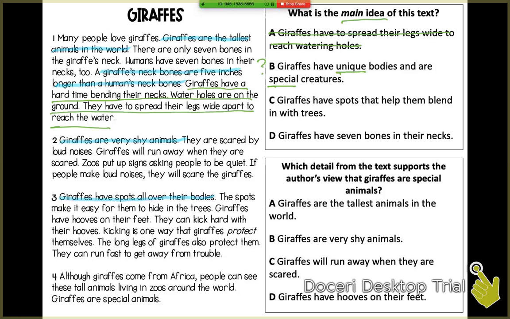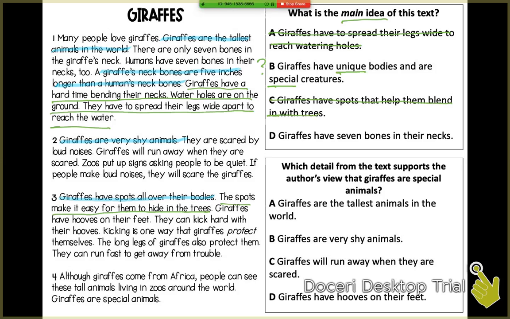Let's check C and D though to make sure they don't match the main idea even better. So C says giraffes have spots that help them blend in with trees. Absolutely, we read that here. It says that the spots make it easy for them to hide in the trees. Does it mention C in my text? Absolutely, but main idea is what the whole story is about. And I don't think the whole story was about those spots helping them to blend in with the trees. That was just one little detail. Kind of supports B, how they have unique bodies. The spots are unique about them. All right, so slash and trash C, and let's check D.